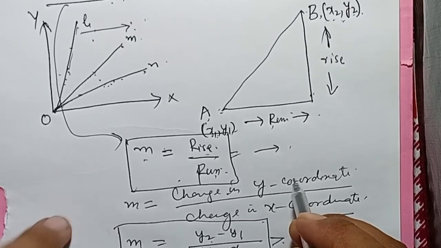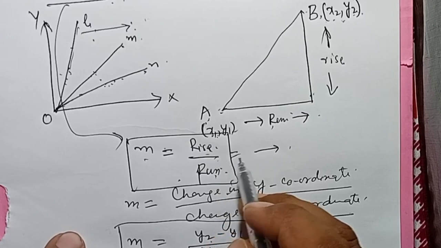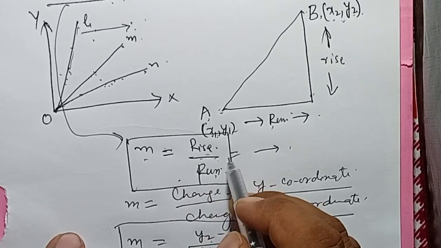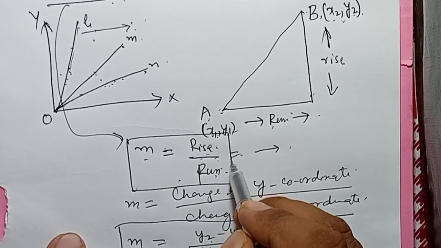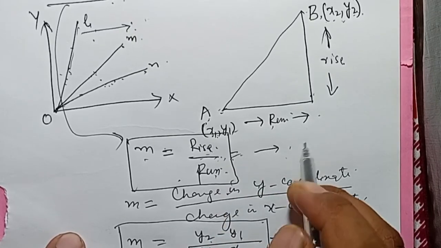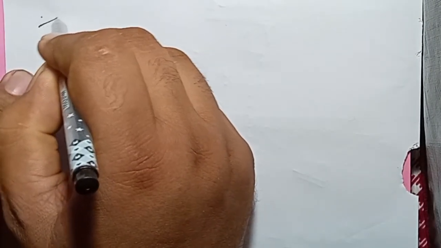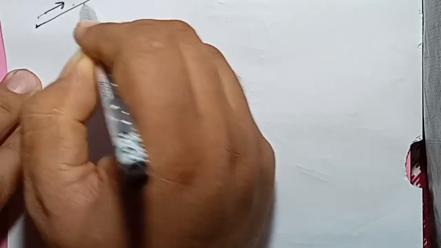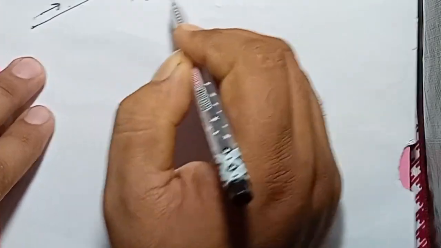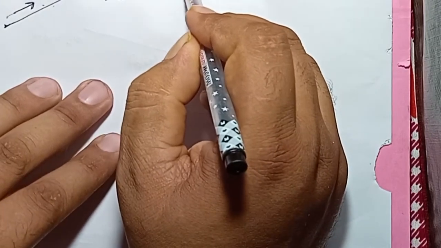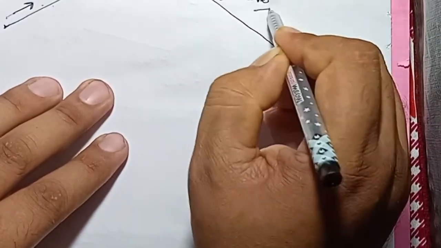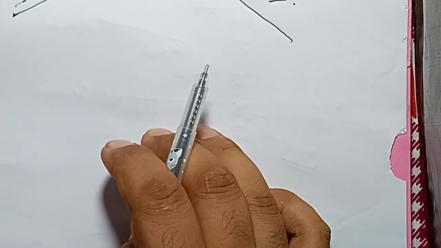The most important thing is that we should remember these formulas to calculate the gradient of the line, and we have to understand where to use which formula. One more thing we need to understand: if the line is going from downward to upward, its gradient will be positive. If the line is going from up to down, its gradient will be negative. We will see that in the questions.